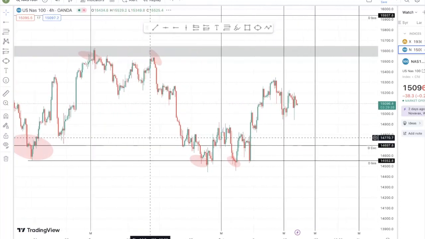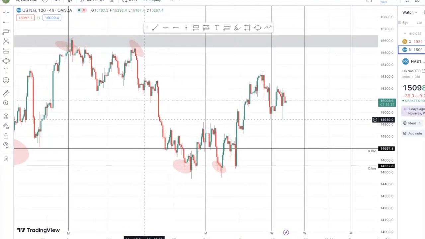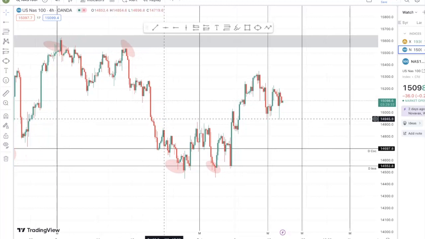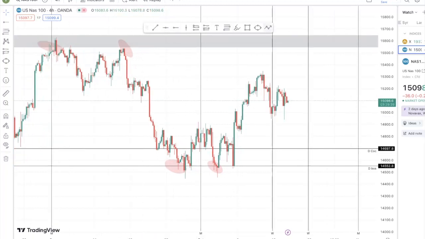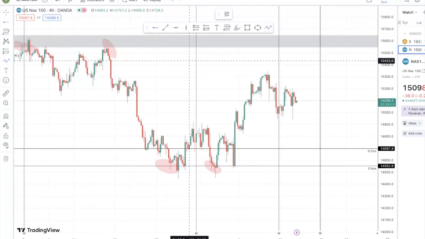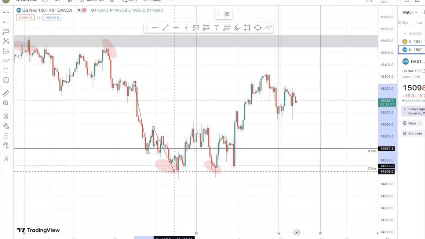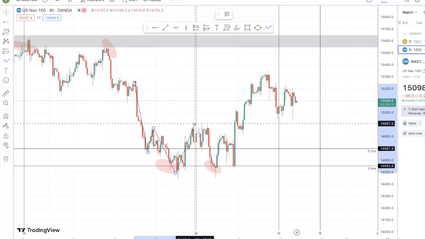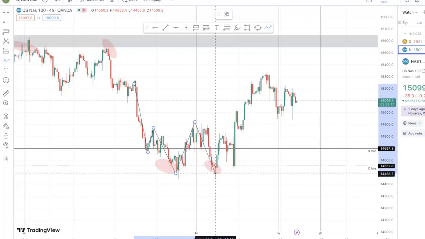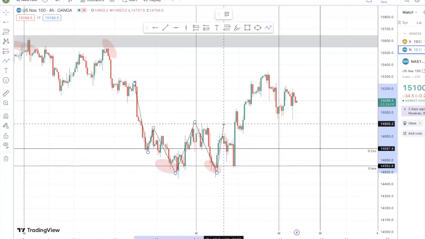And let's see what's going on. So now we're in the 4-hour. We see price broke our 4-hour structure. So we have a lower low, lower high, lower low, lower high. Price failed to break to form another lower low. So this could be a sign.